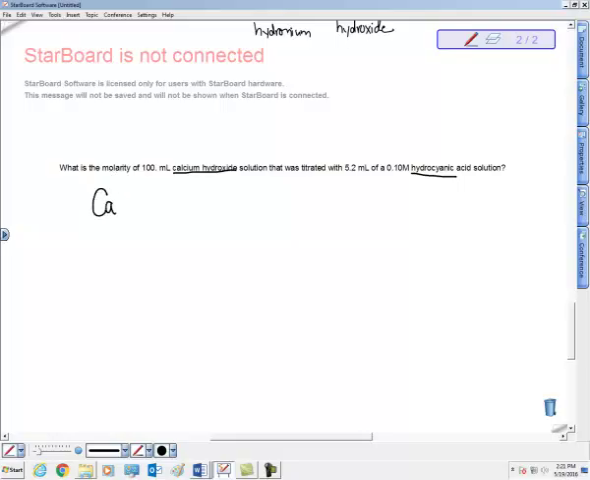So calcium is a positive 2 ion. Hydroxide is a negative 1. What's the proper formula? Ca(OH)2, yeah, there you go.